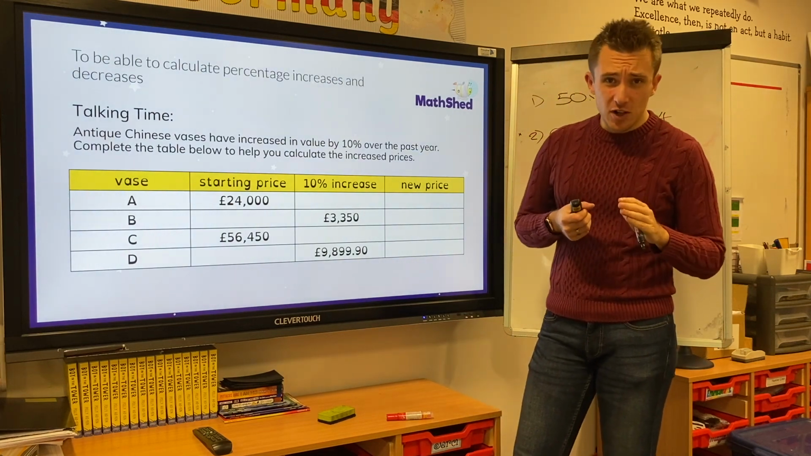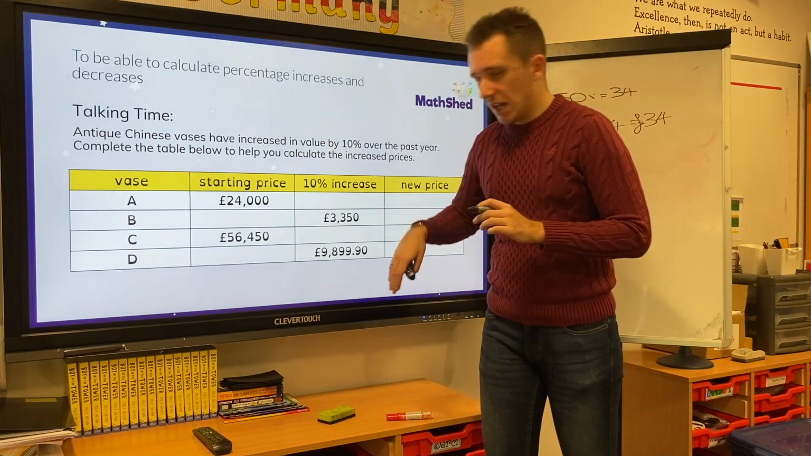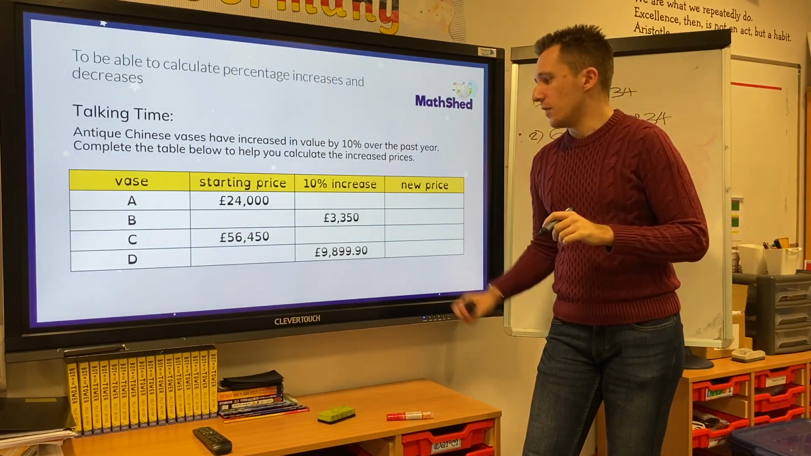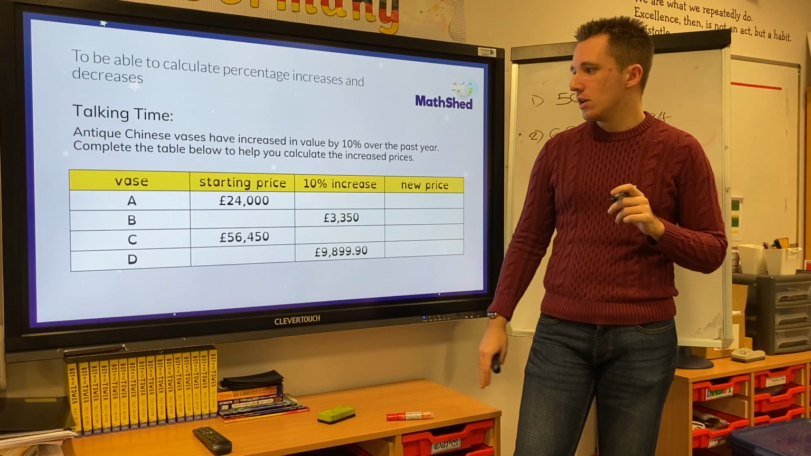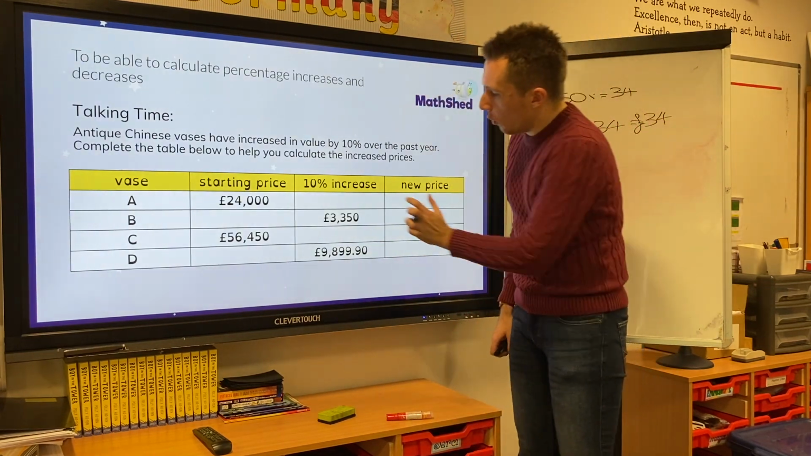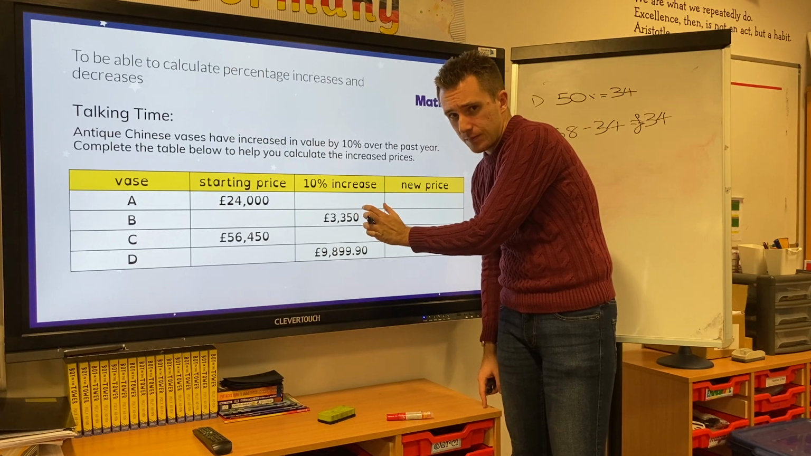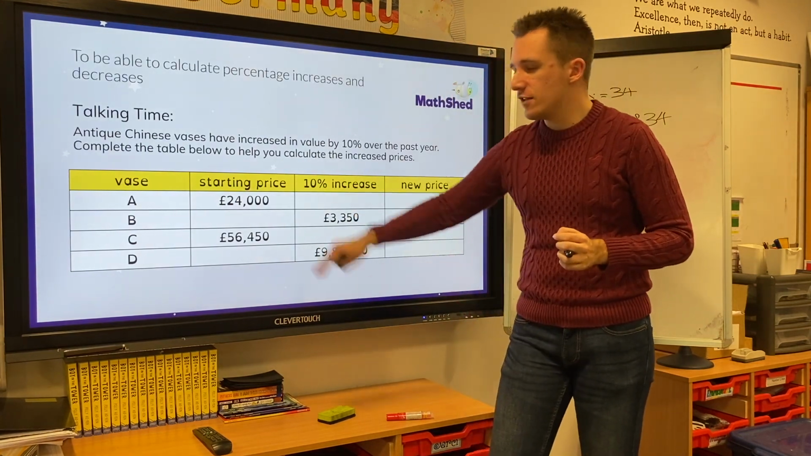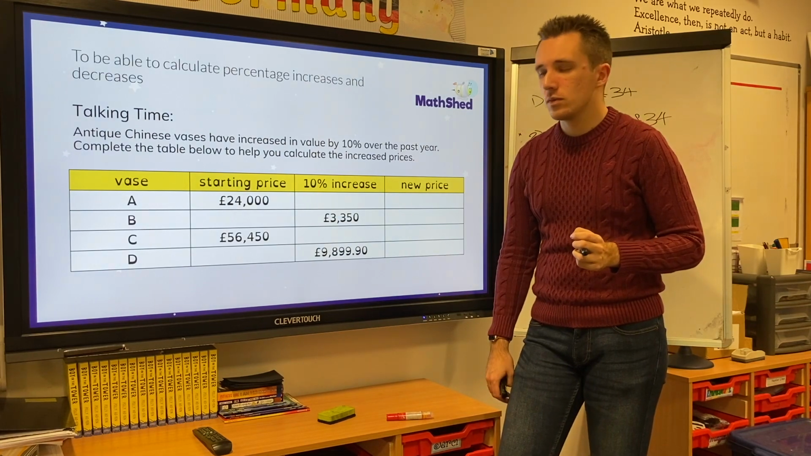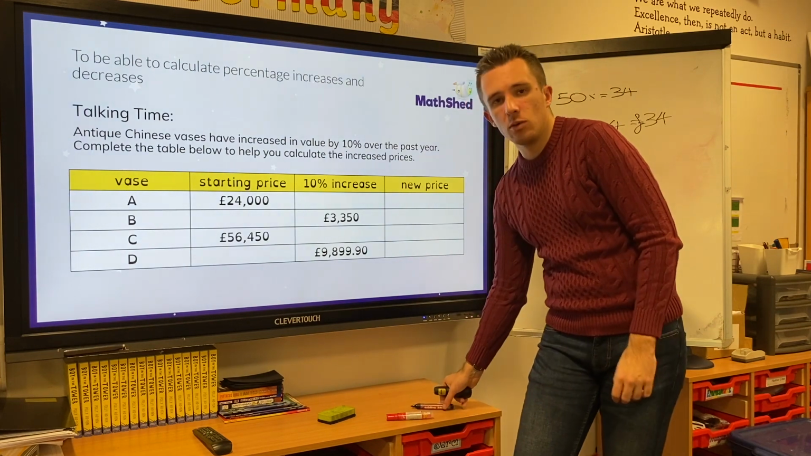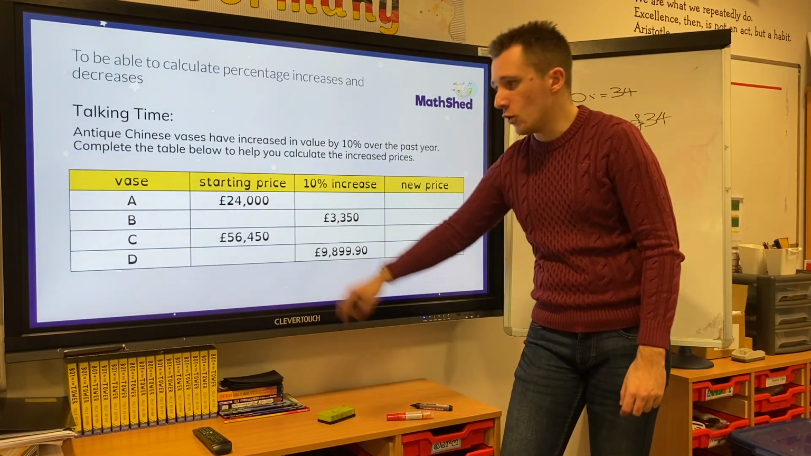And the final thing we're going to be looking at for today. It's a table. It suddenly looks scary. It's no different to what we've just done. But they've given us bits of information. They've either given us the starting price or what the 10% increase would be. Now, if the starting price is £24,000, the 10% increase, well, how are we going to find that? Well, we just find what 10% of 24,000 is.